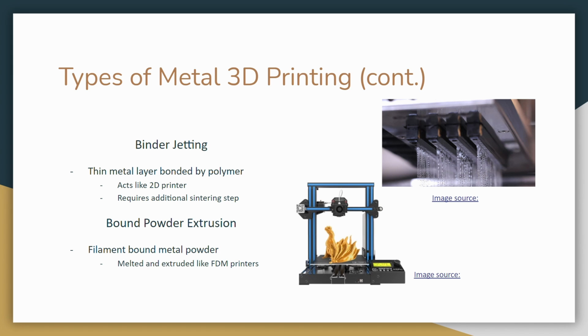Then there's BPE, or bound powder extrusion. It works very similar to a typical 3D printer, where the metal powder is actually suspended in the filament. It's much safer to handle than the others, and it's about a fifth of the cost. But it involves additional washing, sintering, and heat treatment steps, and the final parts will shrink from the initial size due to the filament burn-off. But it does yield fully metal parts.